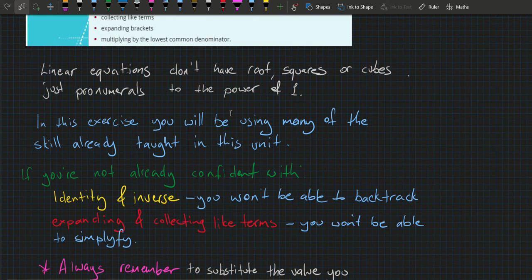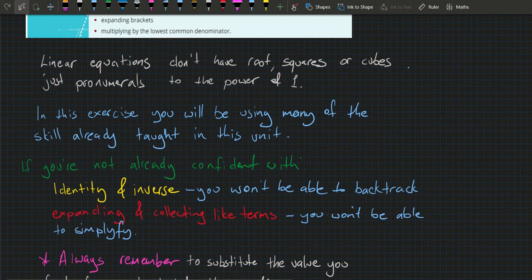In this exercise, you'll be using many of the skills already taught in this unit. So hopefully you've done your hard work already up to this point. If you're not already confident with identity inverse, you won't be able to backtrack, okay? So you need, how do I get rid of an addition? Well, I subtract the same thing that's added. How do I get rid of a multiplication? I do a division, etc., etc. Okay.